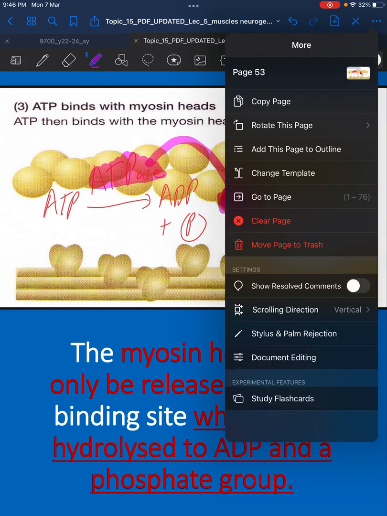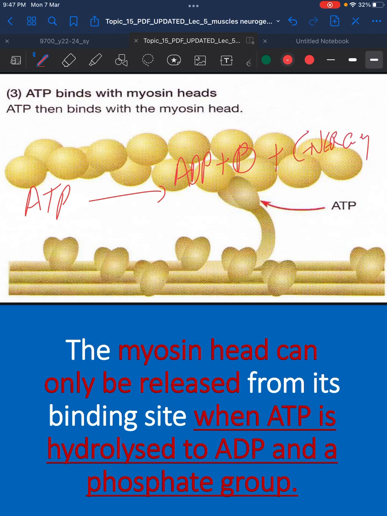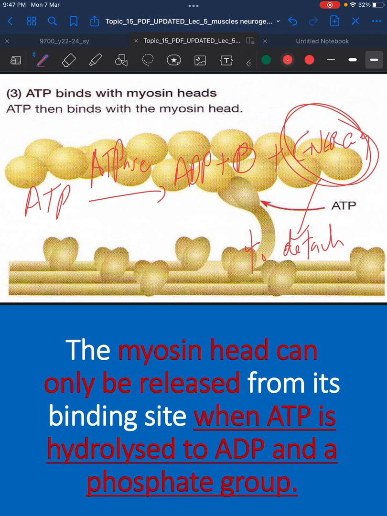Once the ATP binds to the myosin head and is hydrolyzed, that will provide the energy. So let me just repeat: ATP, by ATPase, gives ADP plus phosphate group plus energy. This will provide the energy to detach the head and return the myosin head to its previous position.